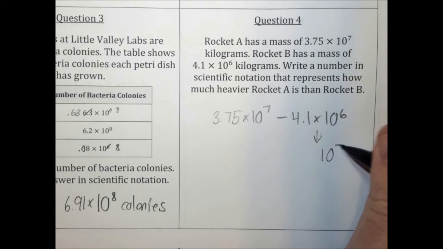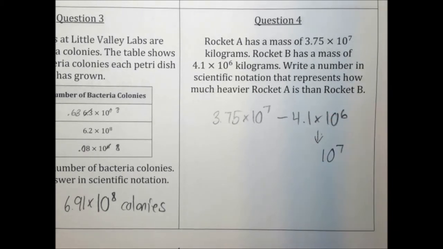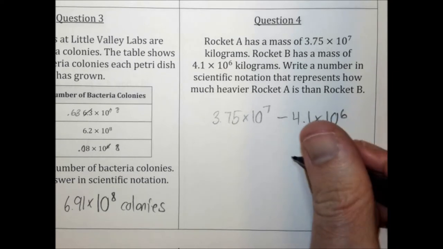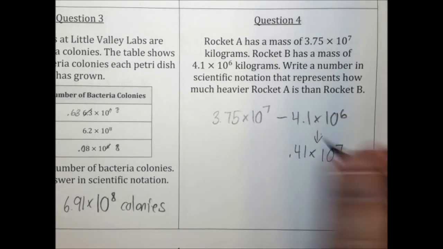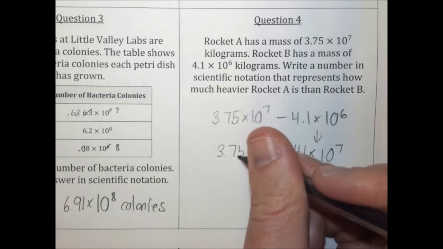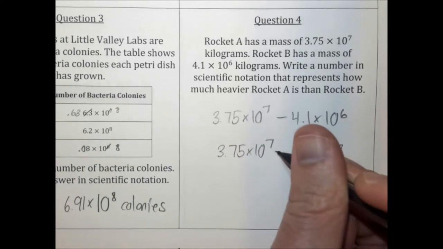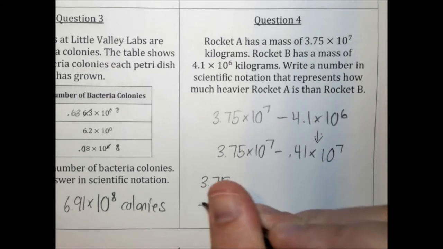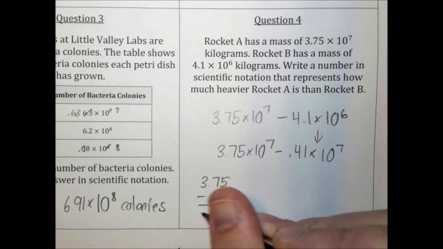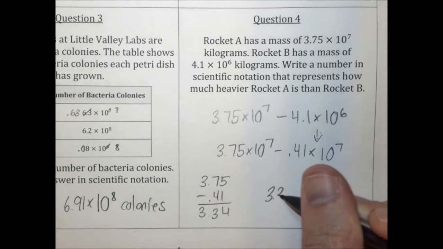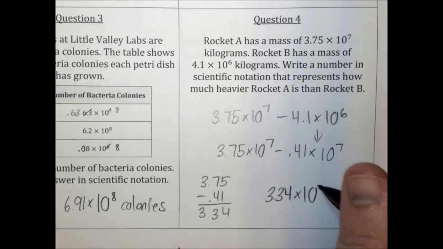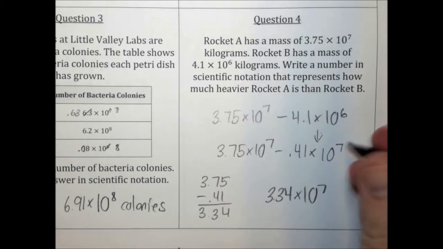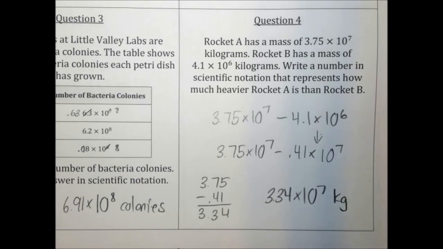Let's change the exponent here to be a 7 instead of a 6. That'll change the decimal out front to be 0.41. This number's not going to change. Let's subtract 3.75 minus 0.41 and get 3.34 times 10 to the 7th. This is a word problem, so it needs a label, which is kilograms.